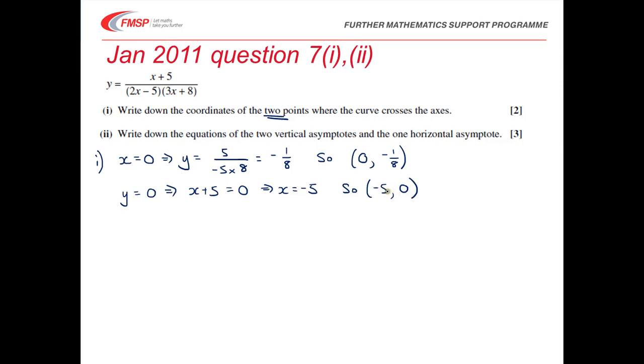Now it said write down, so we could have just written down those answers, but it doesn't take very long to write a little bit of working down, and it does mean that when you come to check later, you can make sure you haven't done anything silly.